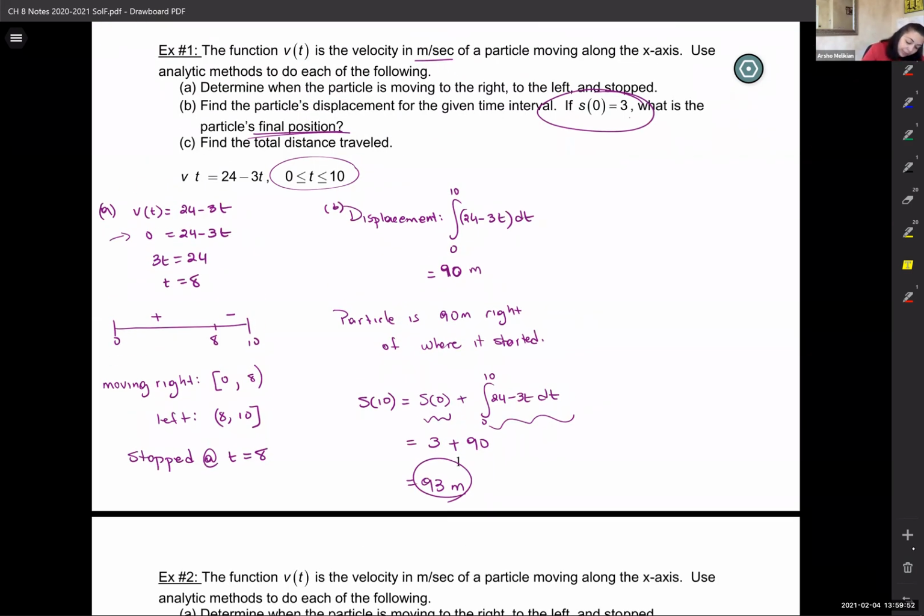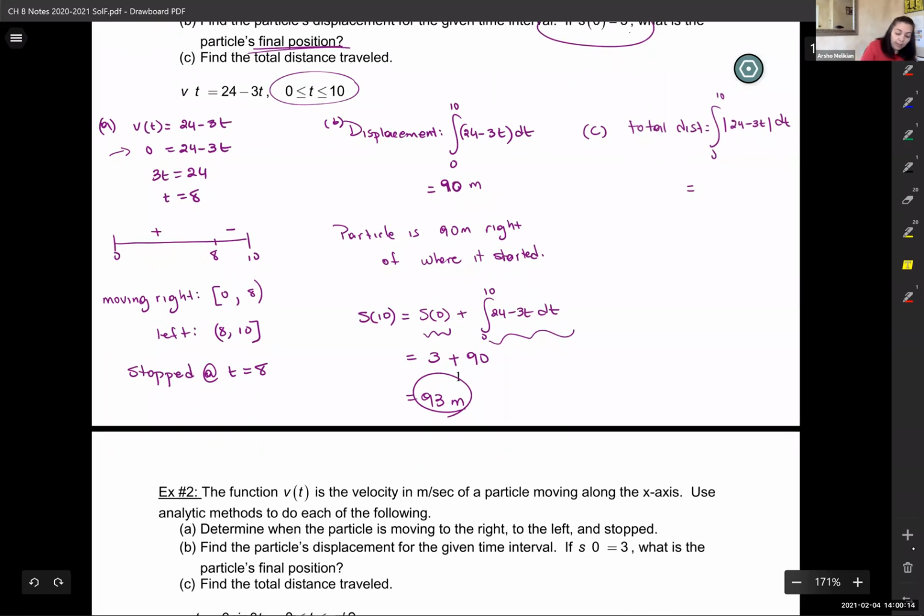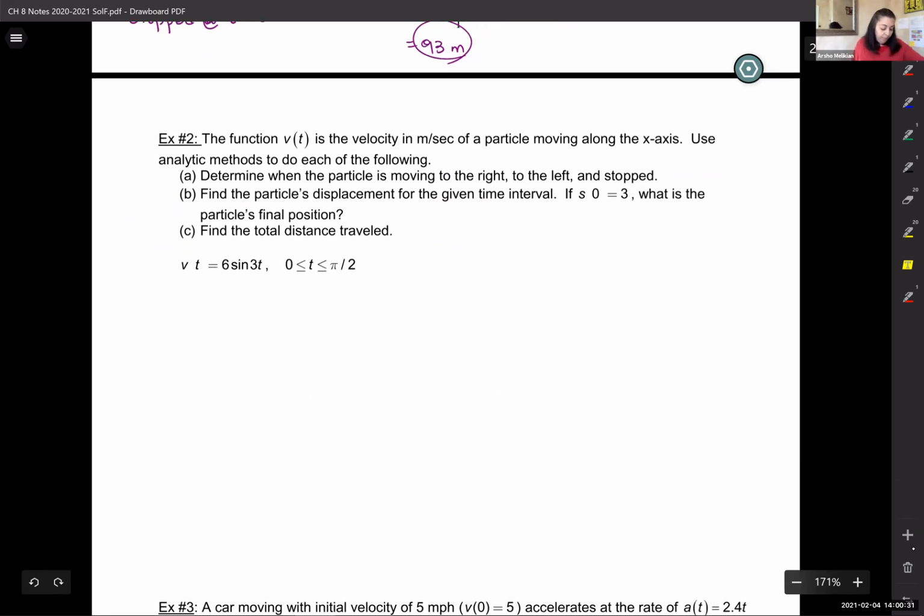C, we want the total distance, and that's just the integral from 0 to 10 of the absolute value of the velocity. And you can use your calculator for that one, and you get 102 meters. Okay. Questions? Okay. All right, let's do another one.